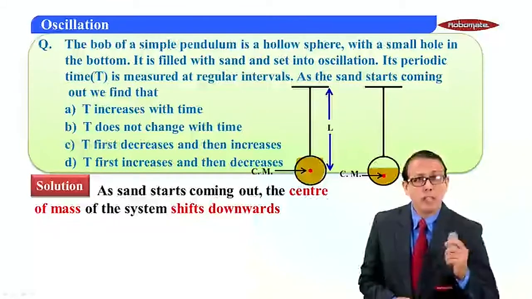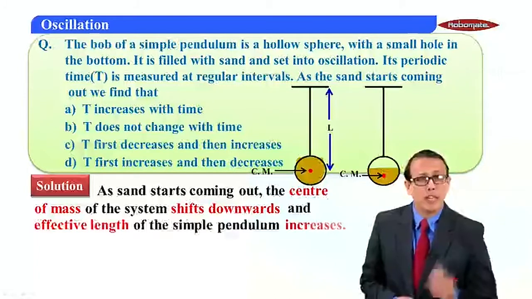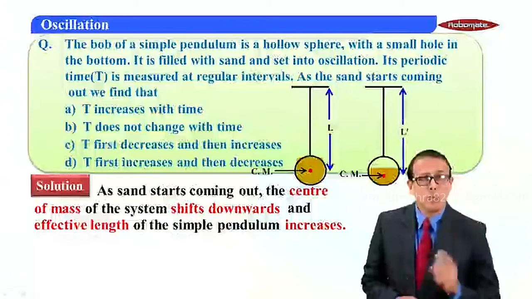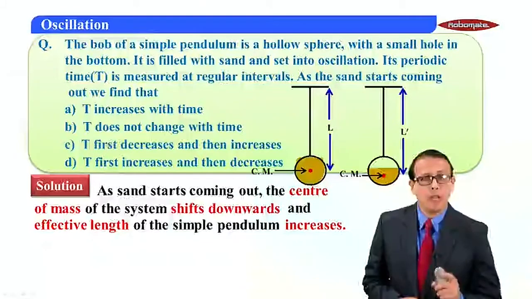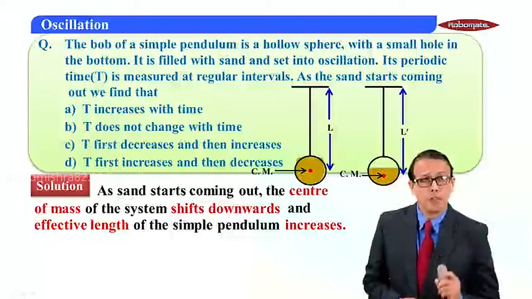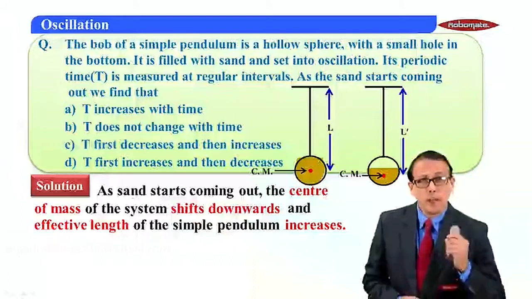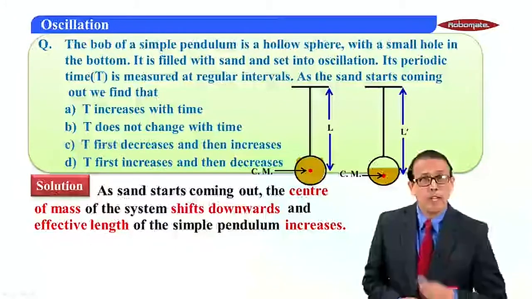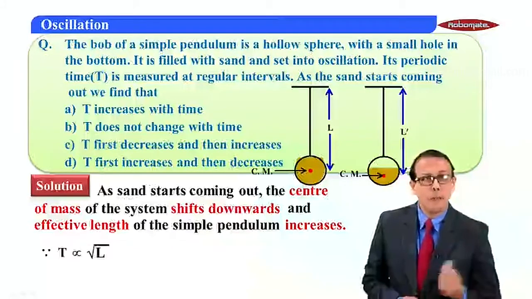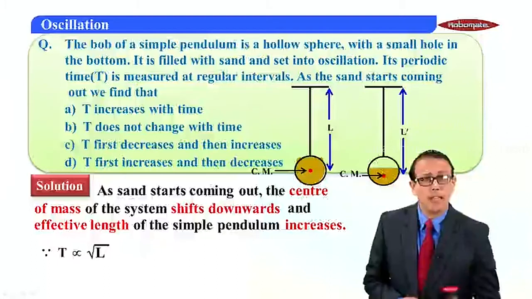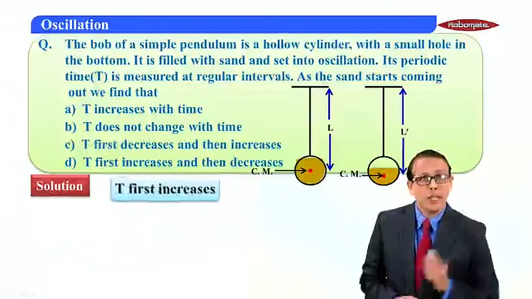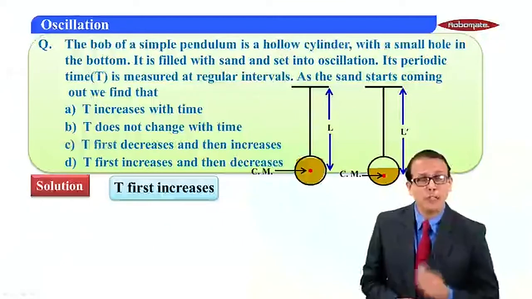Now, students, if the center of mass shifts downwards, we can say the effective length of the simple pendulum will also increase. We should know very clearly, length of a simple pendulum is the distance between the point of suspension and the center of mass of the system. So, if the center of mass shifts downwards, definitely the length will increase. And since we know T is directly proportional to root of L, if length increases, definitely the time period will also increase. Therefore, T first increases.